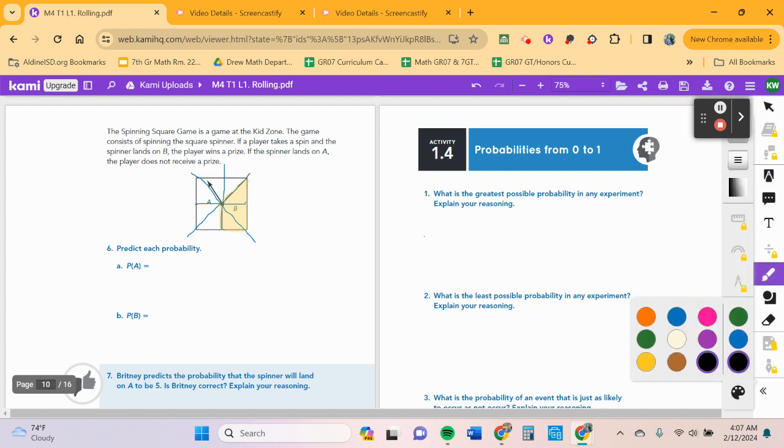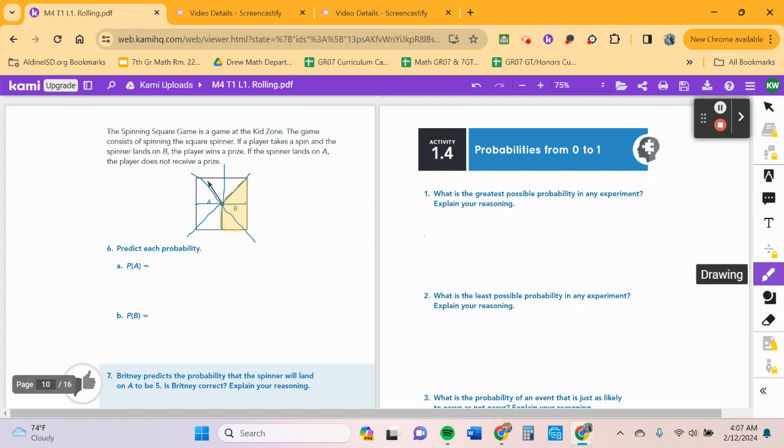If I'm predicting the probability of landing on A, I need to first count how many total possible outcomes there are. So there's 1, 2, 3, 4, 5 sections that make up A out of how many total? That is 5, 6, 7, 8. So I know the probability of spinning A is 5 out of 8. And now I can do the same thing for B. Go ahead and calculate that on your own.